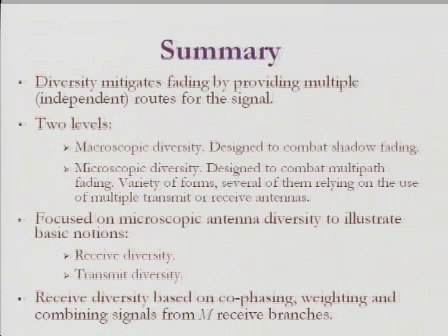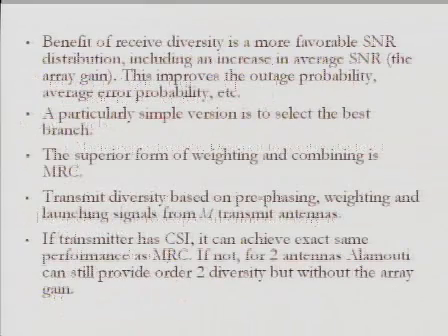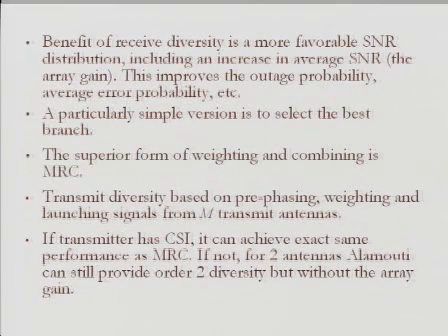A key issue in receive diversity is co-phasing the signals and then weighting them and then adding everything up from M receive antennas. And the benefit of diversity is a more favorable distribution, including an increase in average SNR, which is the array gain. So overall, diversity improves the outage probability, the average error probability, and we've seen some formulas for the cases for which formulas exist. In many cases, we don't have formulas, unfortunately.